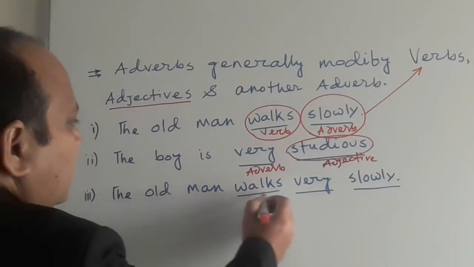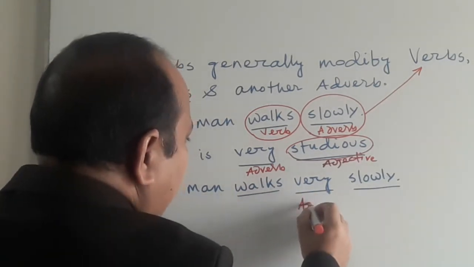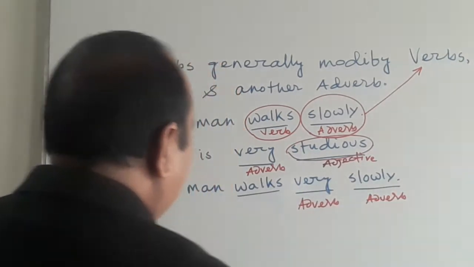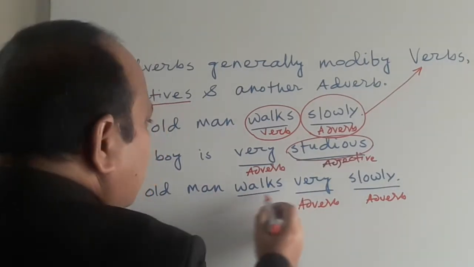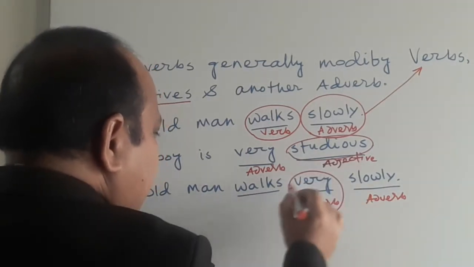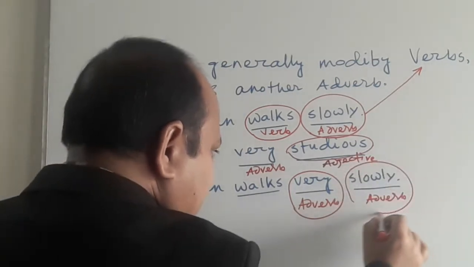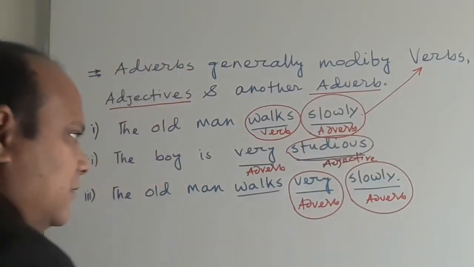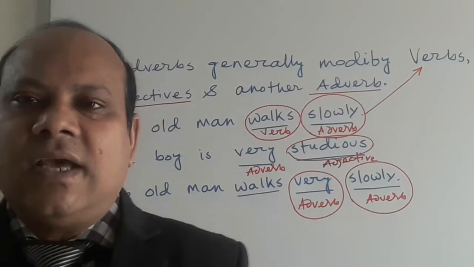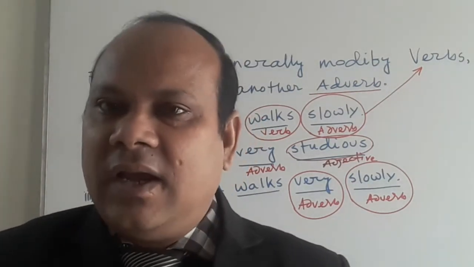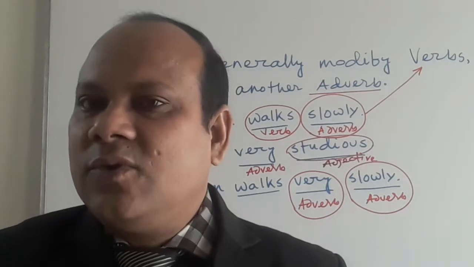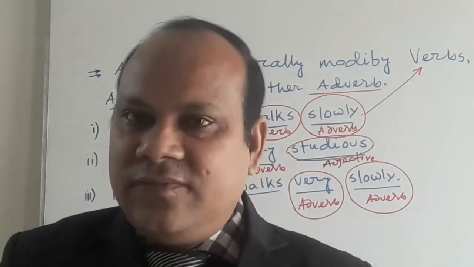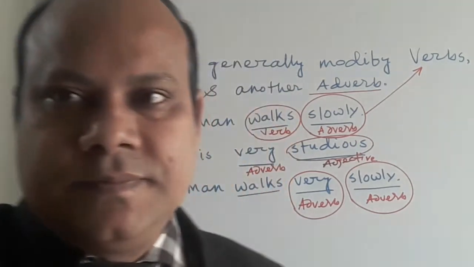Third one, the old man walks very slowly. Here very is an adverb and slowly is another adverb. So here you see the old man walks slowly, and this very is another adverb that modifies the adverb slowly, and this way an adverb can also modify another adverb. My dear students, along with these, an adverb can modify a preposition, a conjunction, a participle, and a full sentence.